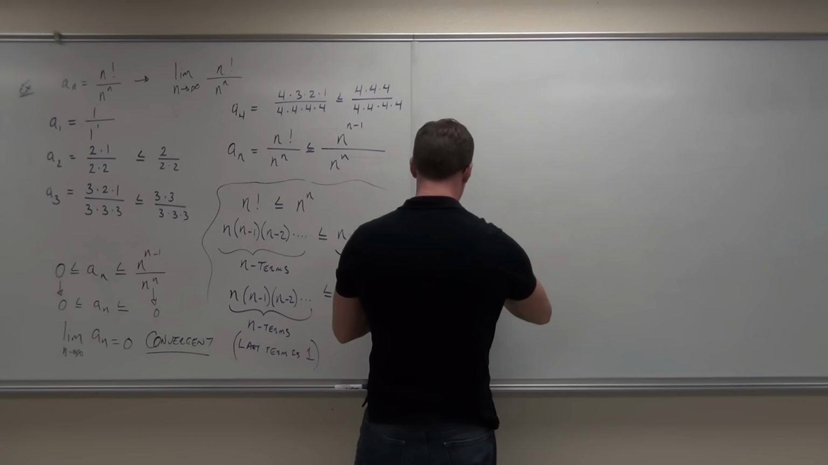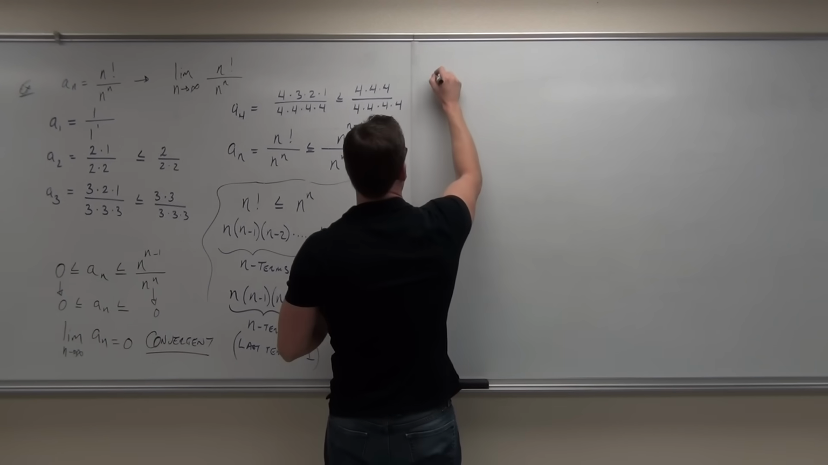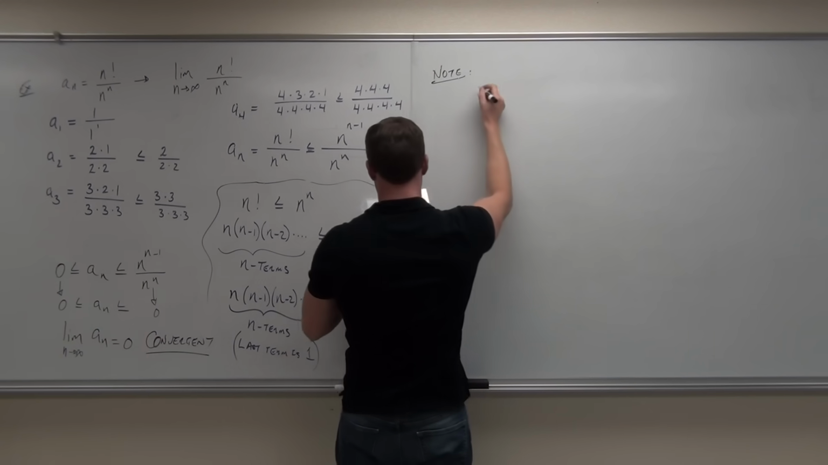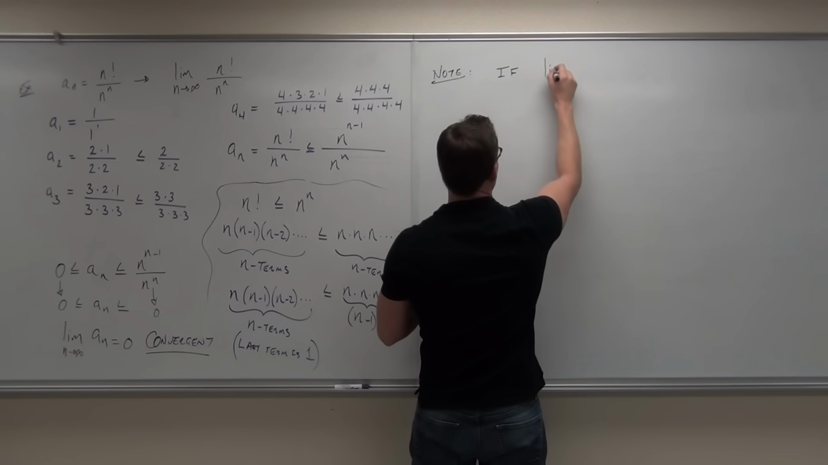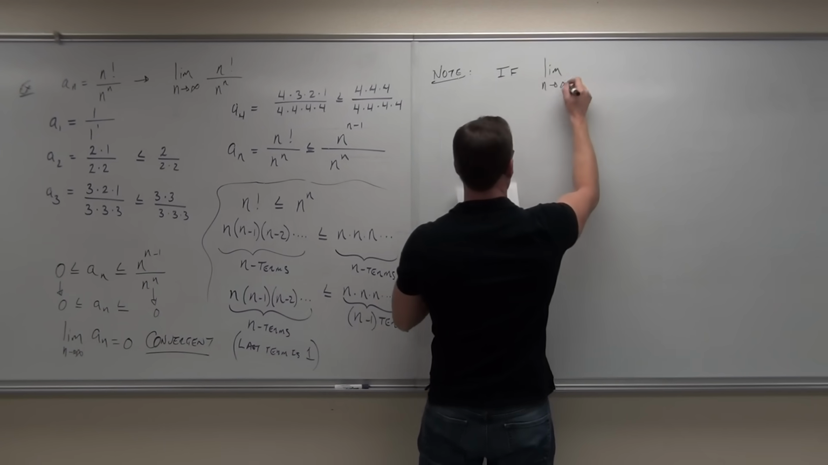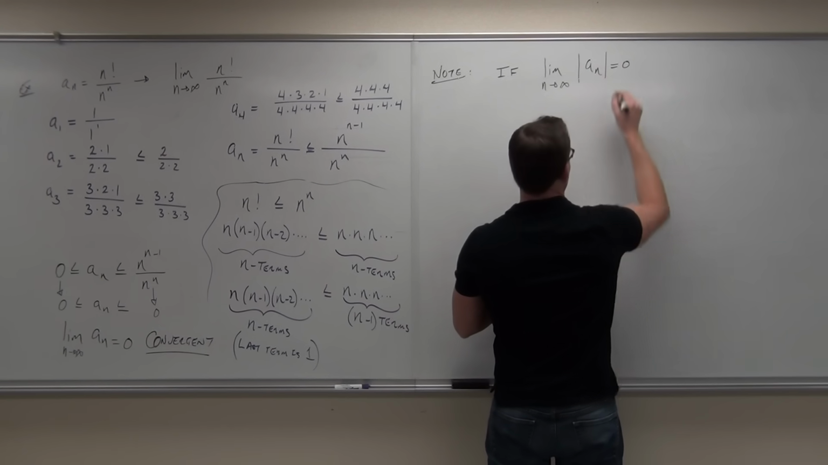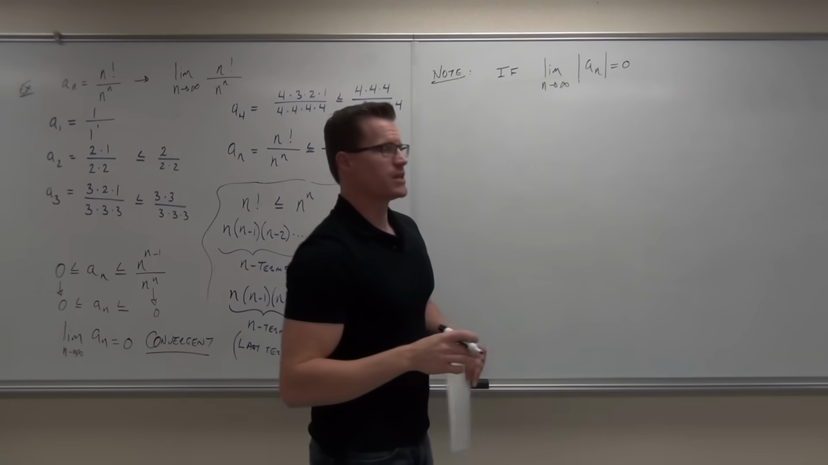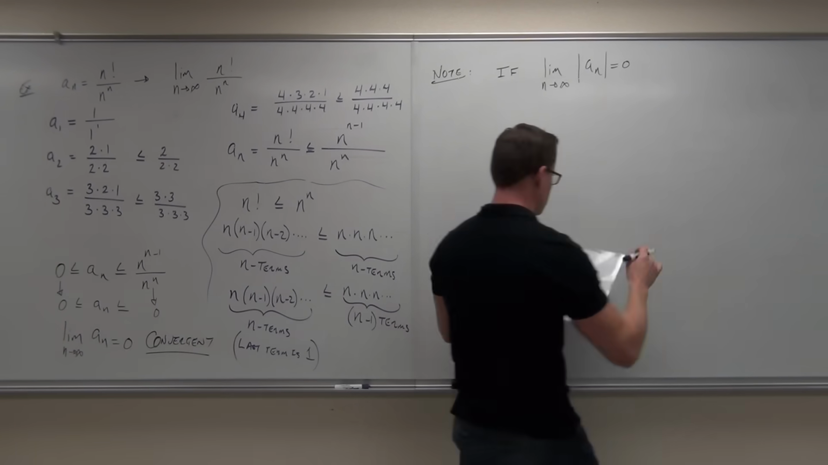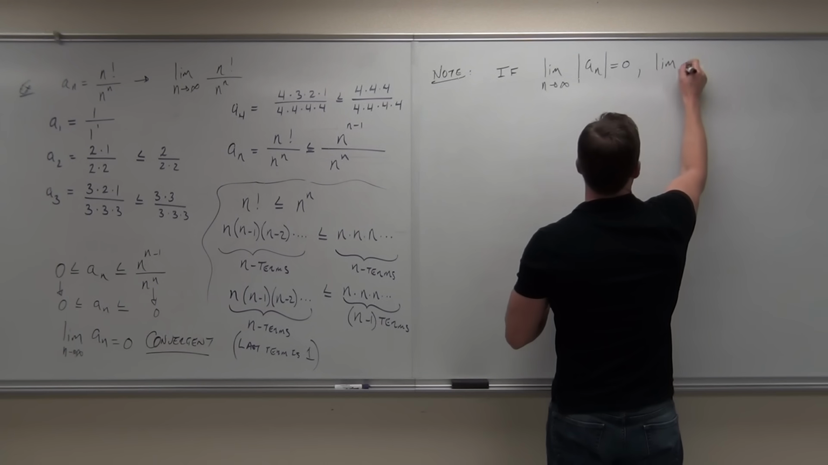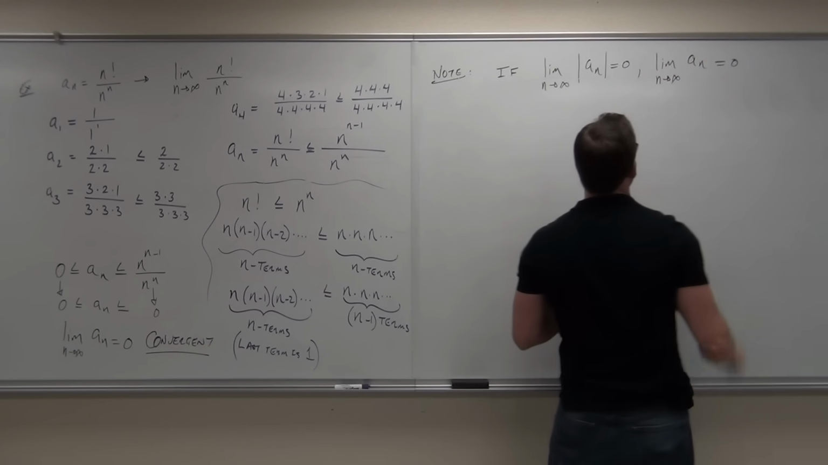Okay, so two notes with a couple very fast examples here. This one is very cool. We're actually going to use this later on as well in series. But here's what you need to know. If the limit of the absolute value of the sequence equals 0, then the limit of the sequence itself also equals 0.